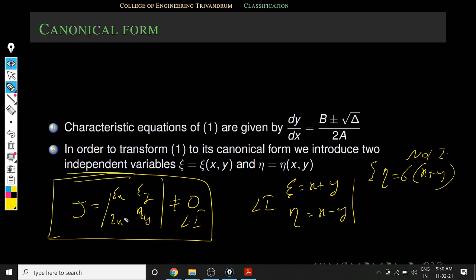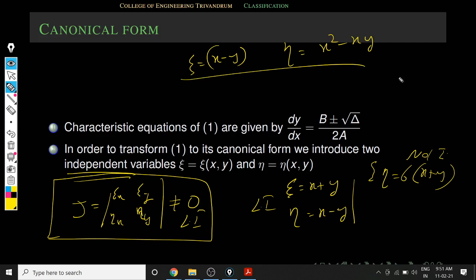The simplest method is you simply check whether one of them is a scalar multiple of the other or not. One more question. Suppose psi is equal to x minus y and eta equal to x square minus xy. Is it independent or not?